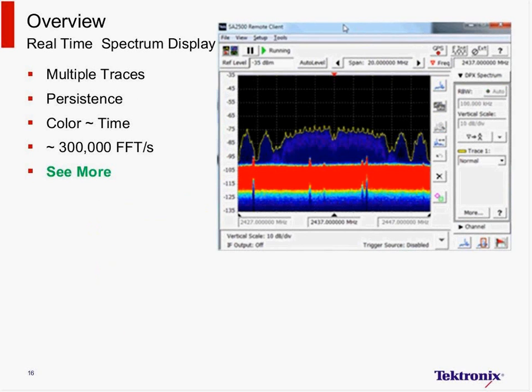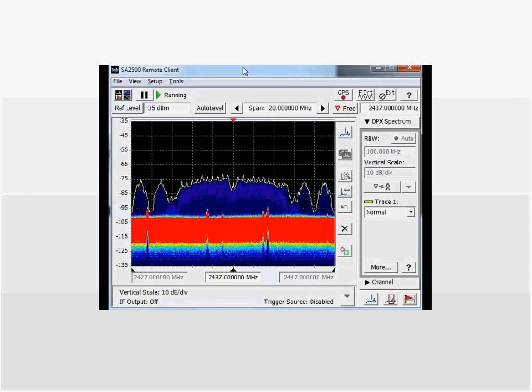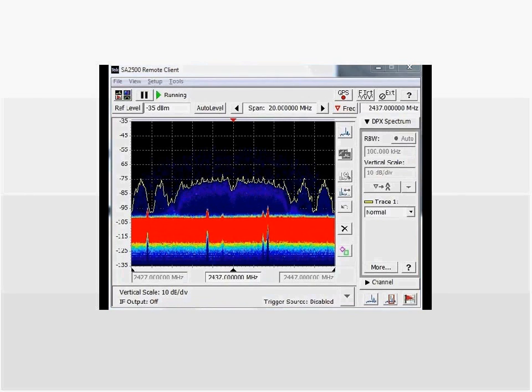Let's take a quick look now at a real-time spectrum analyzer looking at the same channel. We're looking at the exact same span and the exact same frequency with the exact same resolution bandwidth, but we appear to be seeing a lot more detail.